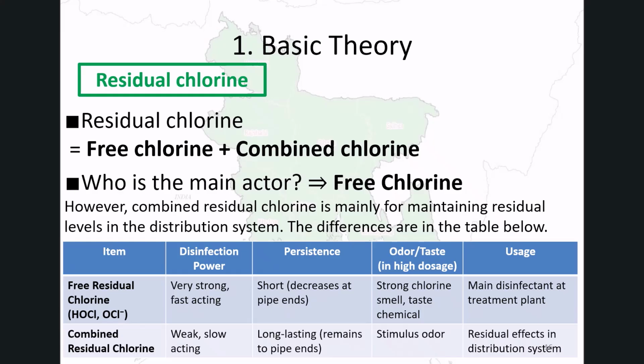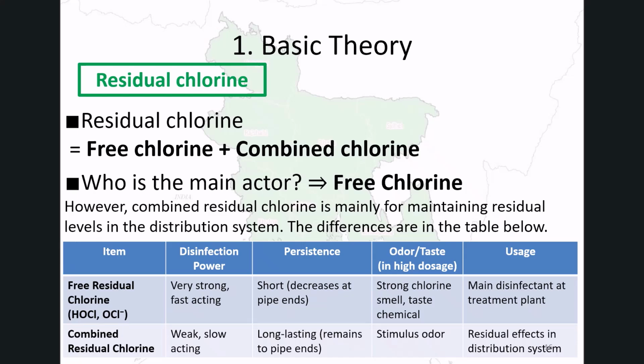Residual chlorine is defined as the sum of free chlorine and combined chlorine. However, these two forms behave very differently in water treatment and distribution, and free chlorine is a powerful actor in the disinfection. Free chlorine, mainly in the form of hypochlorous acid and hypochlorite ion, is the primary disinfecting agent. It reacts quickly and strongly to kill germs. This is why free chlorine is considered the main actor in chlorination at the treatment plant.